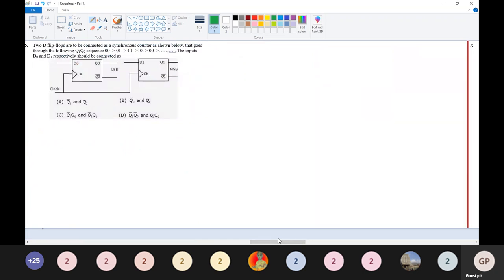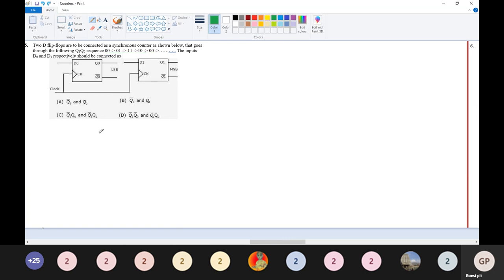Now the two D flip flops are to be connected as a synchronous counter as given below. Then it goes through the following sequence: 00, 01, 11, 10, and back to 00. The inputs of D0 and D1 should be connected as what?